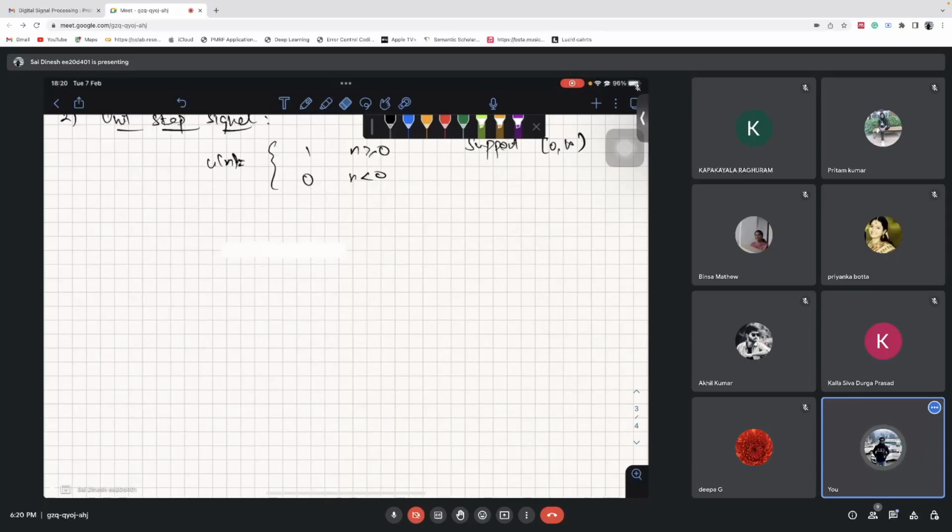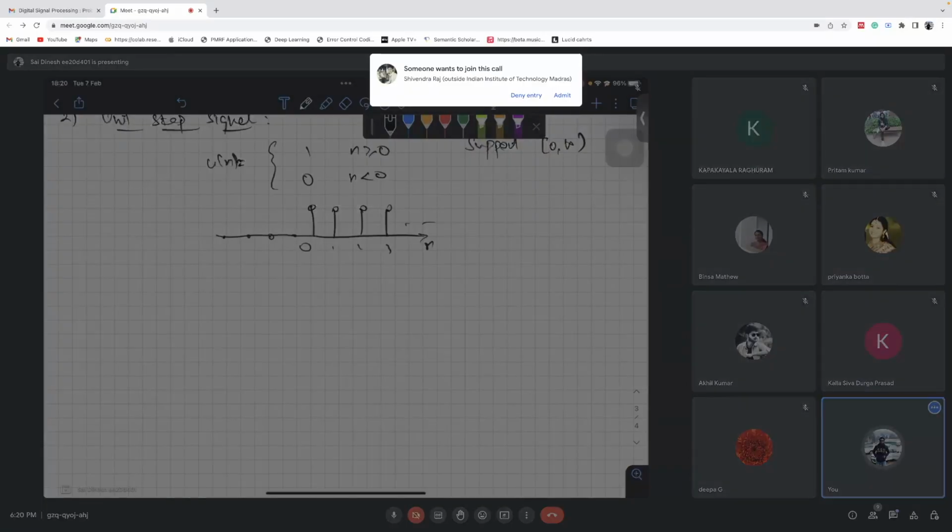And then unit, as you might have guessed already, this is a unit step signal starting from 0, 1, 2 and so on, and then zeros for all lesser.